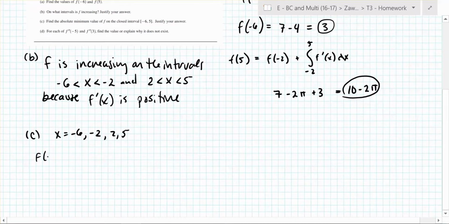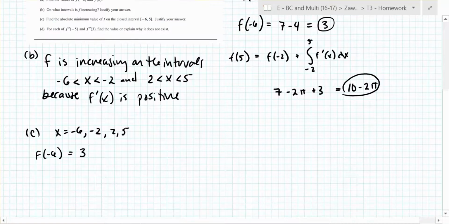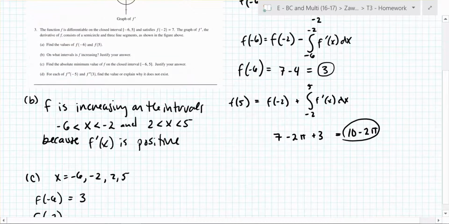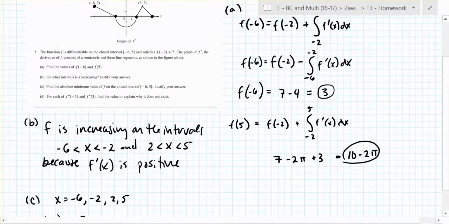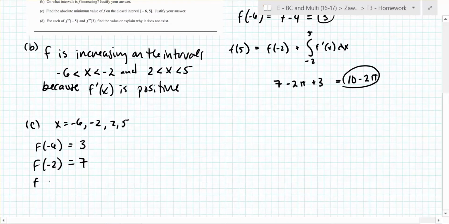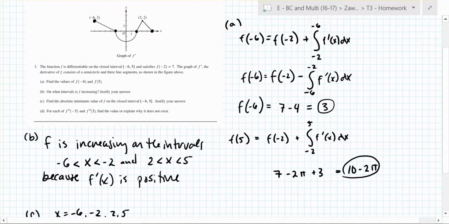So f of -6 we actually already found in part A, so we know that this is going to be equal to 3. F of -2 we know is equal to 7 because that's what it gives us in the question. F of 2 is the only one we haven't solved for, so we're going to need to solve that.